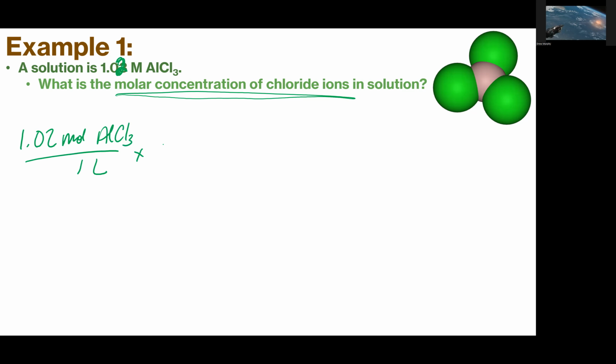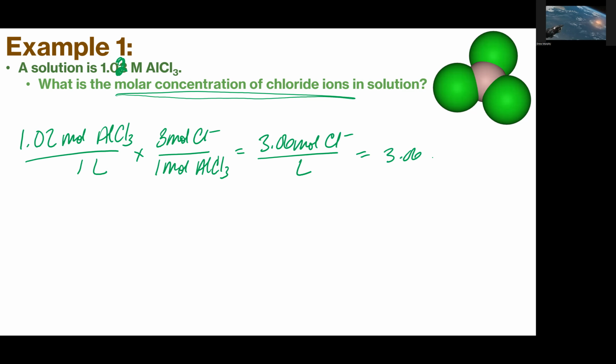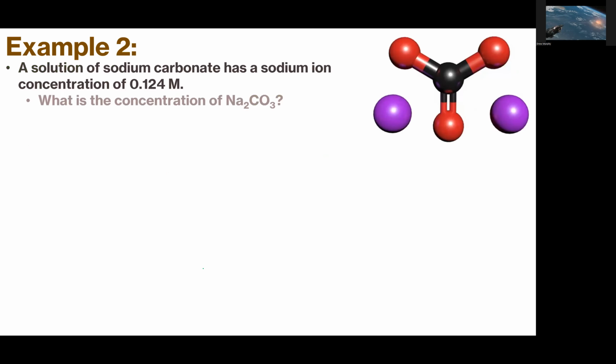We know aluminum chloride has 3 moles of chloride for 1 mole of aluminum chloride, right? Because there's a 3 in our subscript. So this is 3.06 moles of chloride per liter, which is 3.06 molar chloride. Okay, does that make sense? There's 3 in the formula, so there's 3 moles for every 1 mole. Okay, let's look at another one.